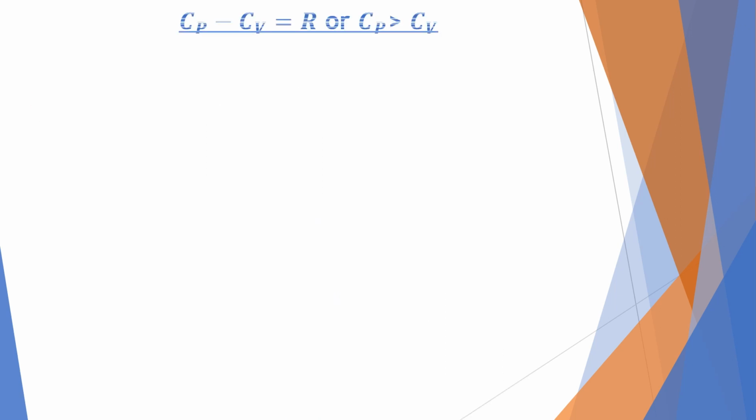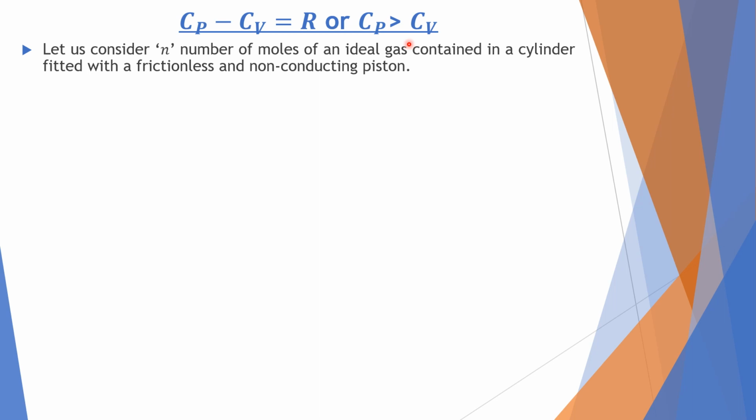Okay, in the end, I will derive a few relationships. The first one is Cp minus Cv is equal to R, or Cp is greater than Cv, where Cp is the molar heat capacity at constant pressure, and Cv is the molar heat capacity at constant volume. So let's start by considering a number of moles of an ideal gas contained in a cylinder fitted with a frictionless and non-conducting piston.